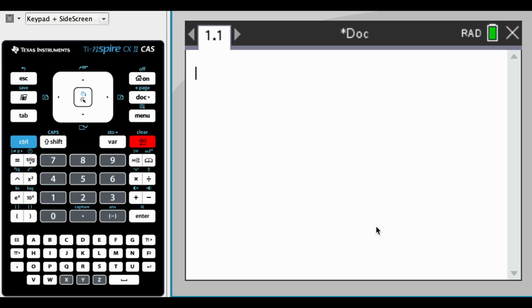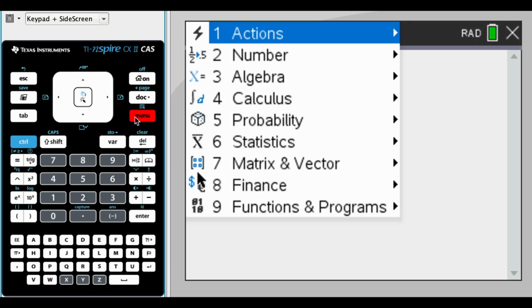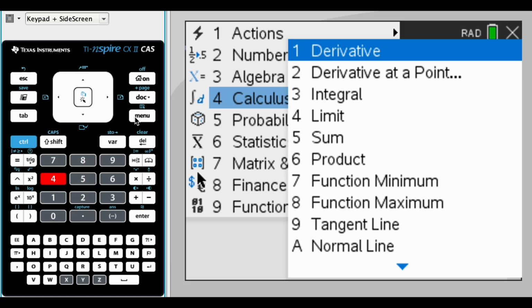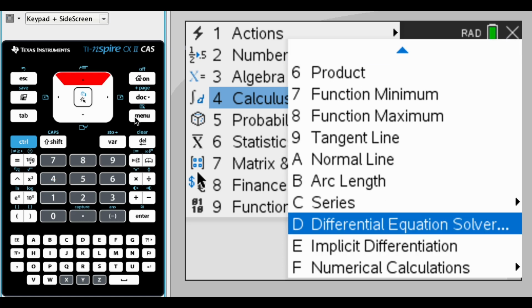What I also want to do is show you how you can use your TI-Nspire to solve this problem in the event that you're allowed to do that. What I'm going to do is just solve the differential equation. So I'm going to press menu and then option 4 for calculus. I always use the arrow keys. I just press up a couple times. You have to get to D, differential equation solver.